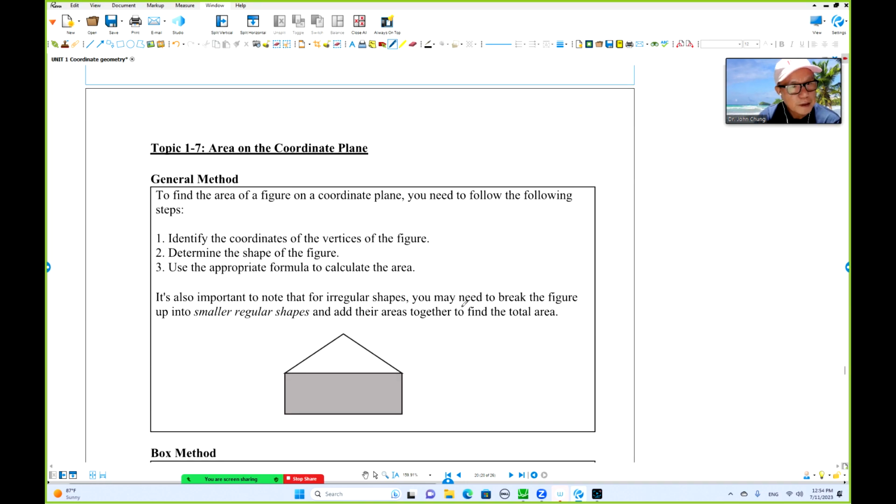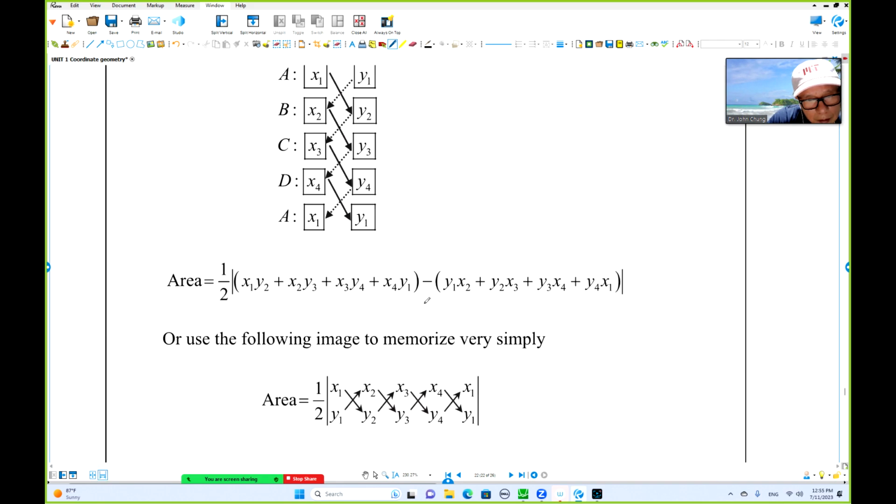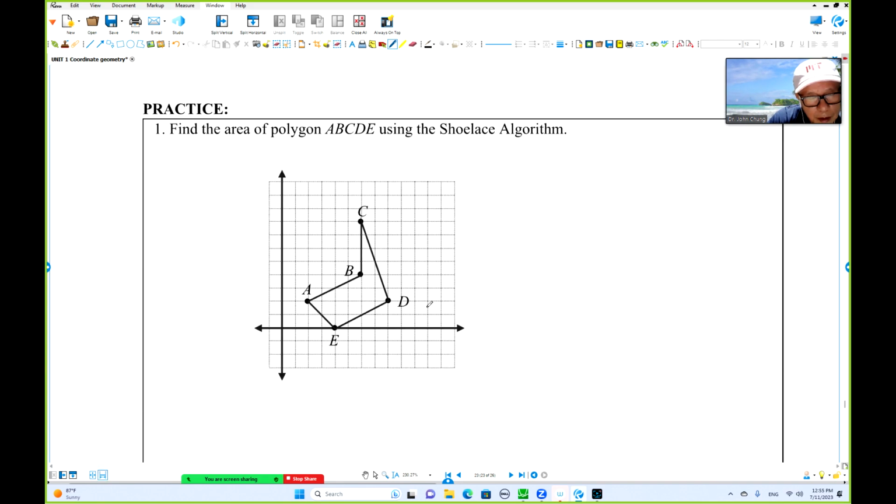Okay, the next one is area on the coordinate plane. You're going to see some figure on the graph. It looks like this one. This is a very unusual graph, right? This type of figure is called an irregular figure. It is irregular because it is not a triangle, not a square, not a pentagon, not a hexagon. So when we have an irregular figure, how do we find the area?